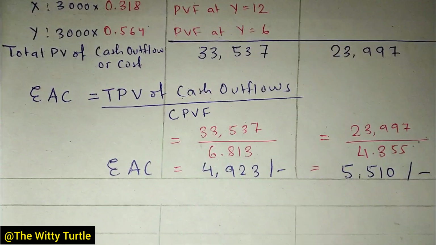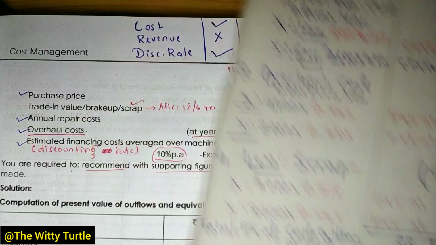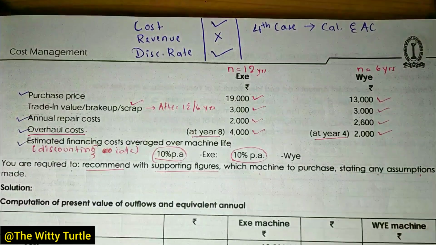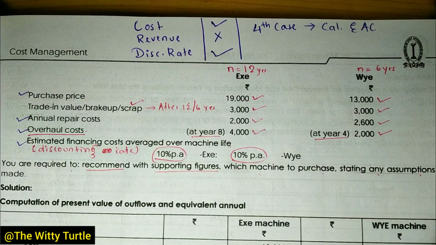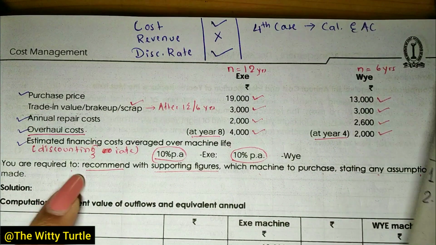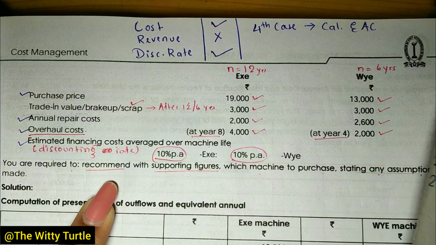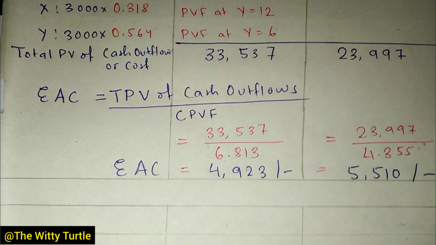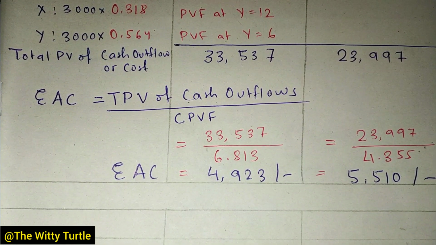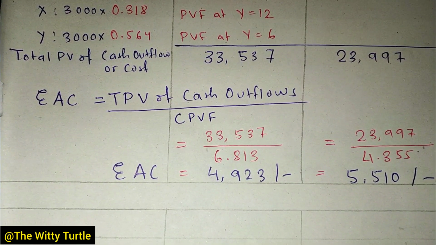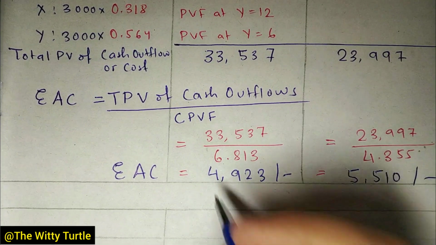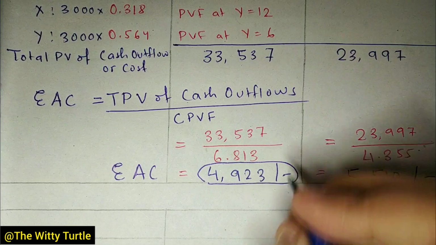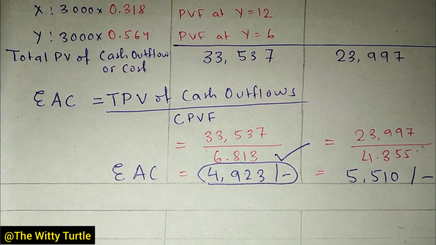Now comes the decision making part. In the question it is said what? You have to calculate EAC and you have to choose that particular machine. Like the question says, which machine should the production manager purchase? So you have to obviously choose that particular machine which incurs less EAC, right? So which machine is incurring less EAC? Obviously machine Y is incurring less EAC. So the production manager has to choose this one, machine X, right?